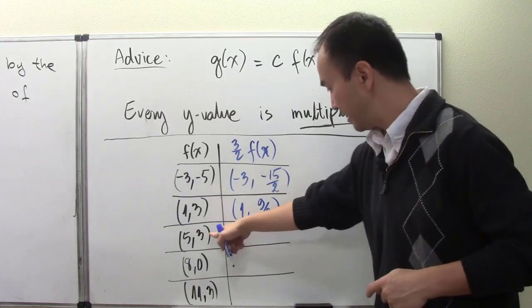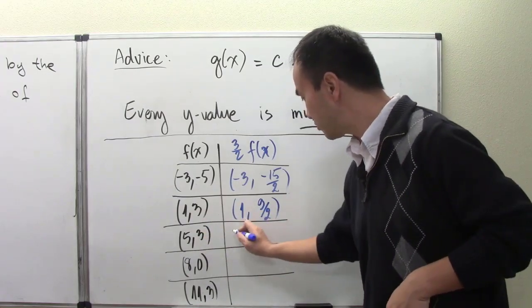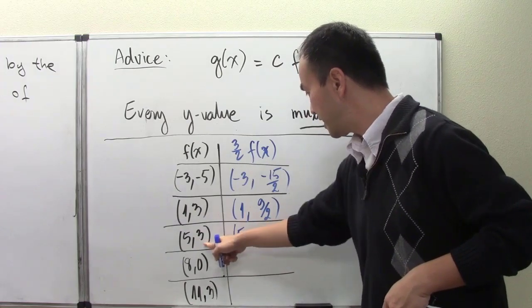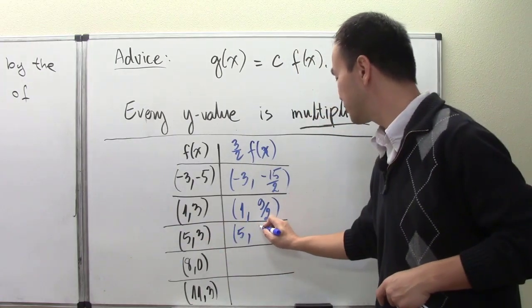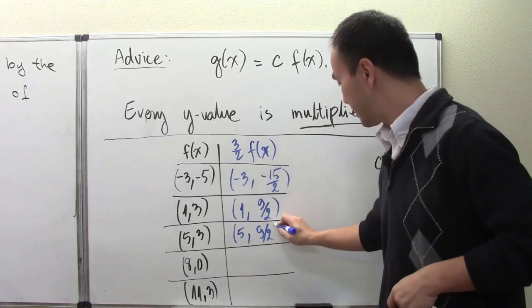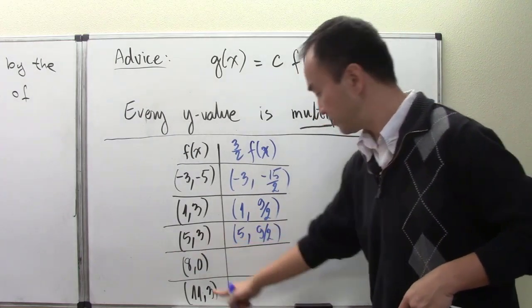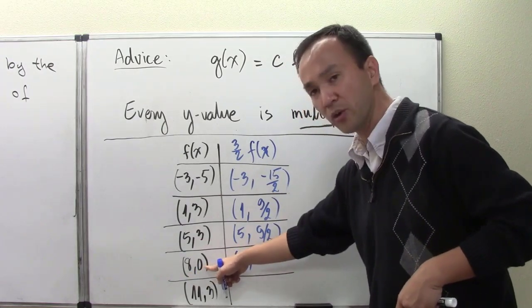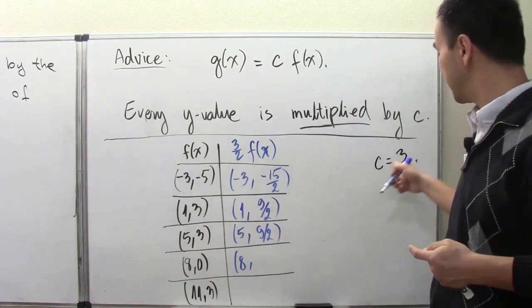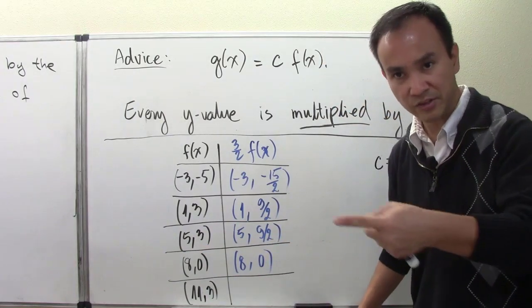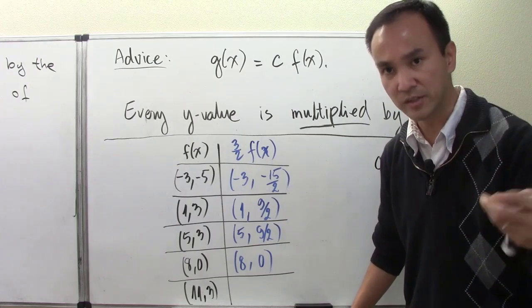Moving on to the next one, 5, 3. 5 for the x value stays the same. 3 times 3/2 gives me 9/2. All right, and then 8, 0. 8 for the x value stays the same, but 0 on the y value is multiplied by 3/2, which is also 0. So 0 times 3/2 is 0. 0 multiplied with any value is 0.